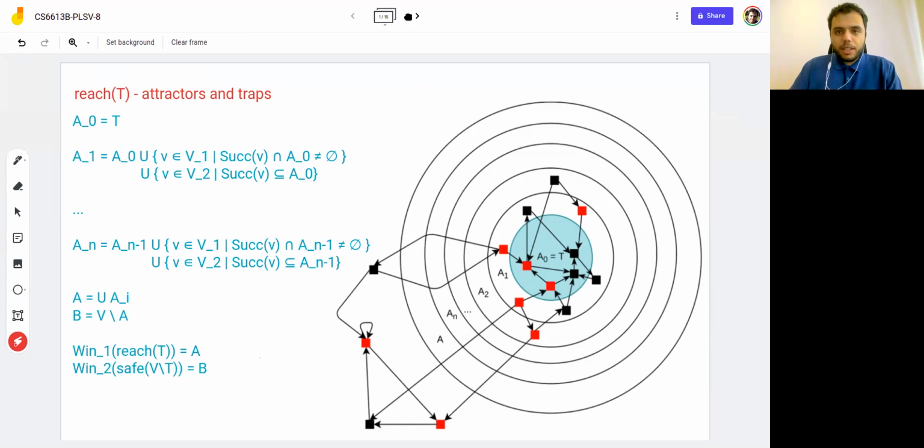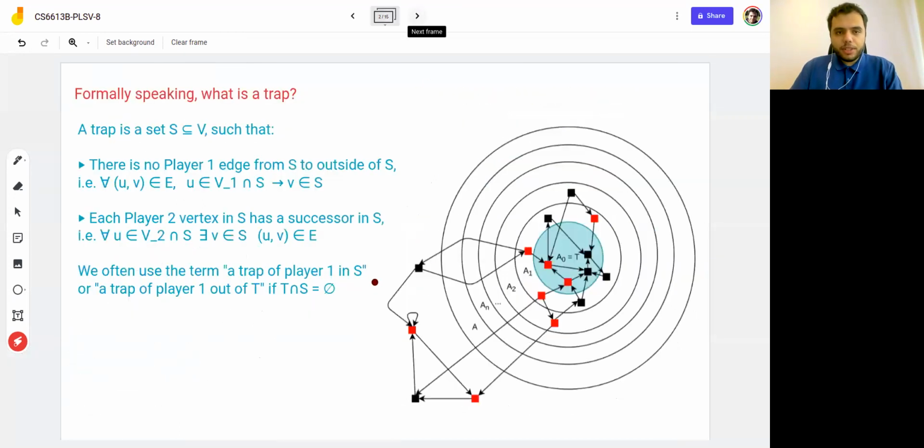Okay, so let's first talk about what exactly a trap is. I just want to give you a formal definition of what I mean when I say it's a trap. We didn't need this up until this point because we were always talking about a specific set T, and then we had the attractor of that. But now that we continue with the algorithms for Büchi, we actually have to see many different types of traps.